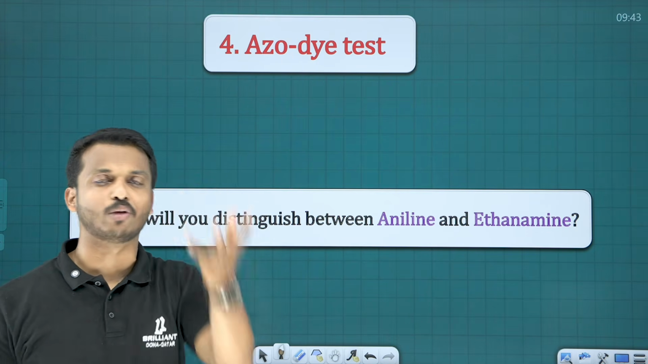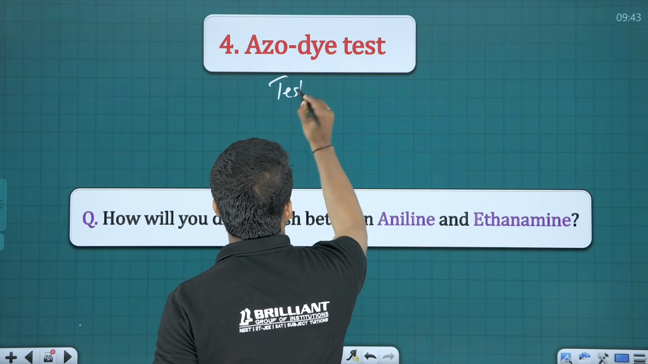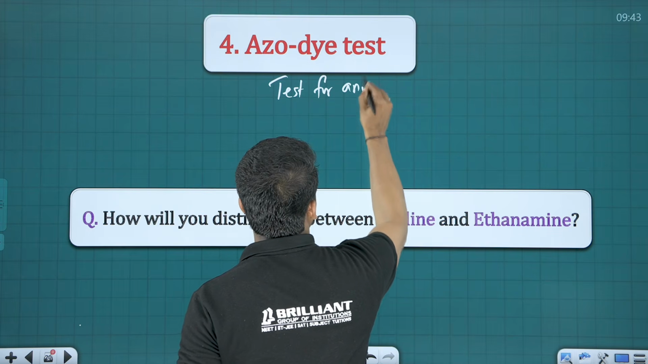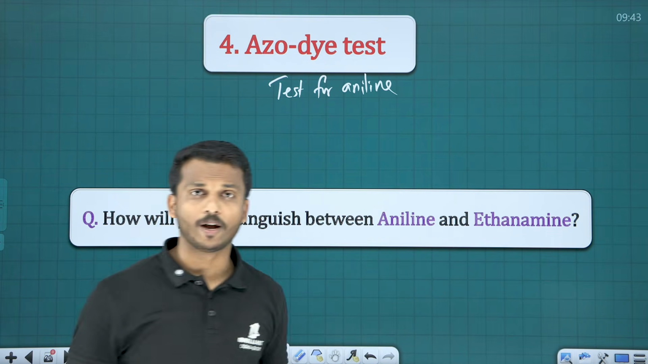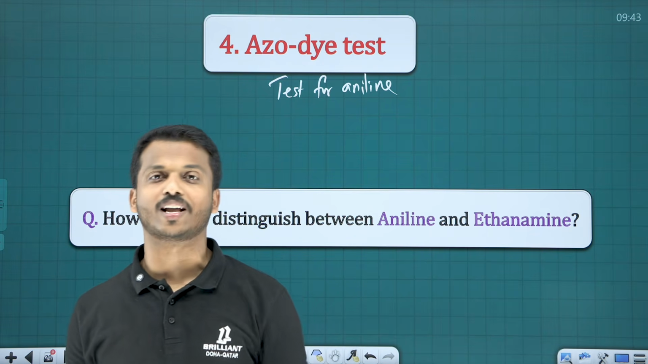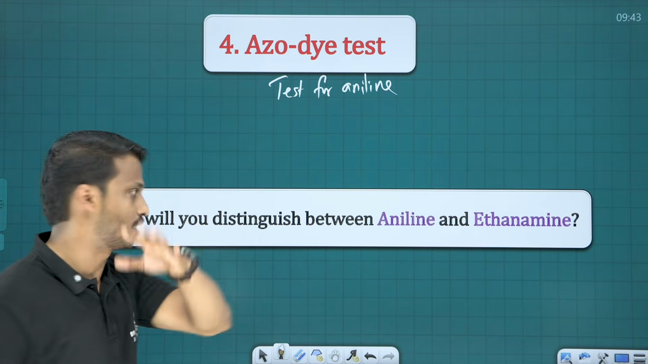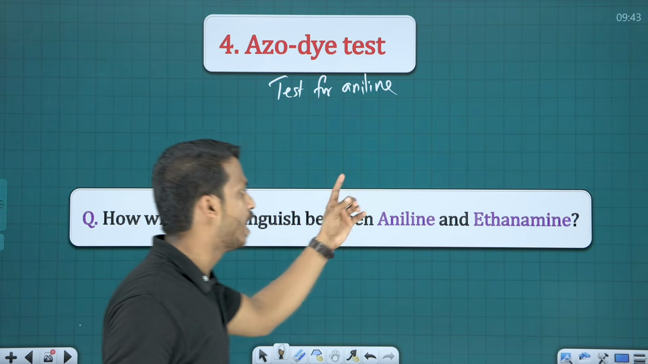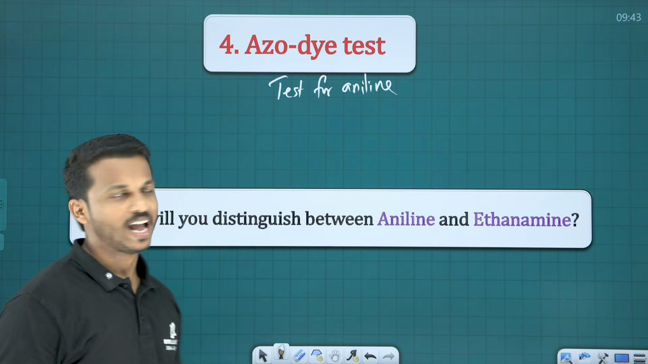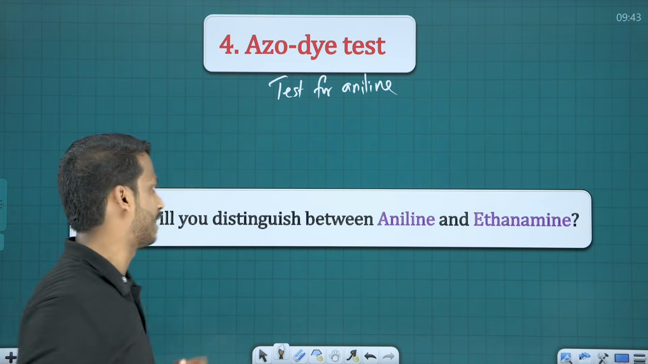Some color dyes will form. This is a special test for aniline. Okay, all. Do you remember? Phenol, we have a special test, neutral ferric chloride, the violet color complex. Same way, aniline, the test is called azo dye test. For example, how will you distinguish between aniline and ethanamine? Aniline, if they given, you can use which one? Azo dye test.